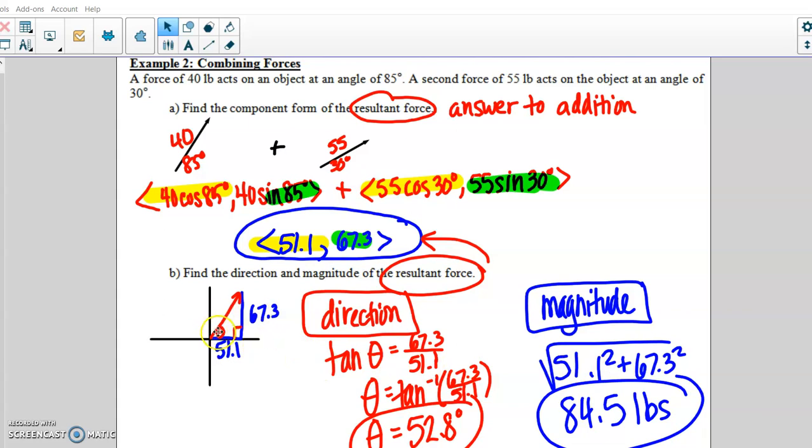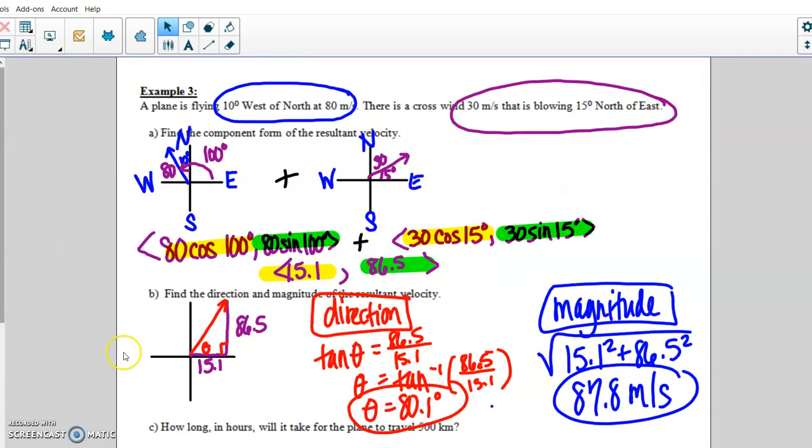Remember, to get your magnitude, you're essentially finding the hypotenuse of this right triangle. The shortcut is to always just take the square root. It's like the end of the Pythagorean theorem, where to solve for c, you take the square root to get c by itself and no longer have the square on it. So we do the square root of one of our legs, 51.1 squared, plus our other leg, 67.3 squared. When you type that into your calculator, you should get that the magnitude of this vector is 84.5 pounds. All right, and here is example 3.